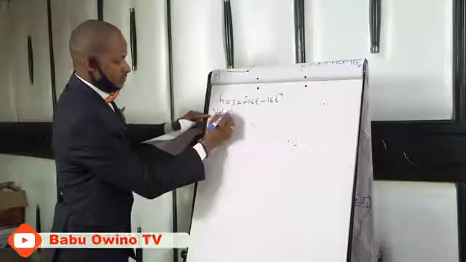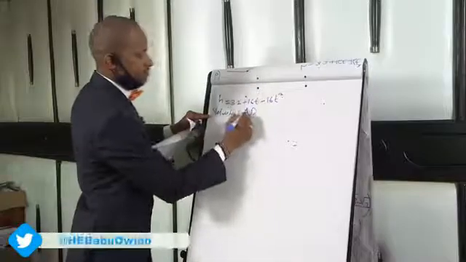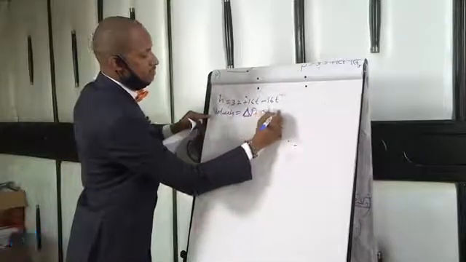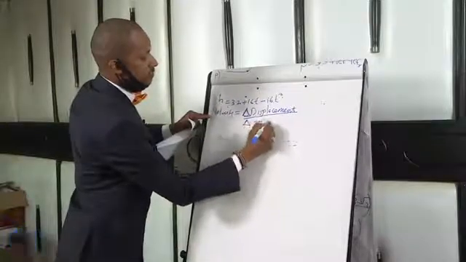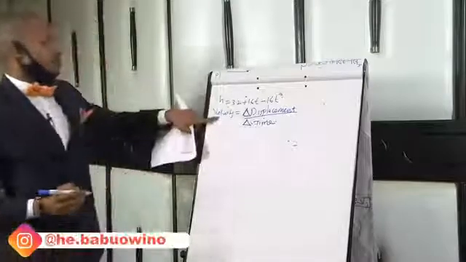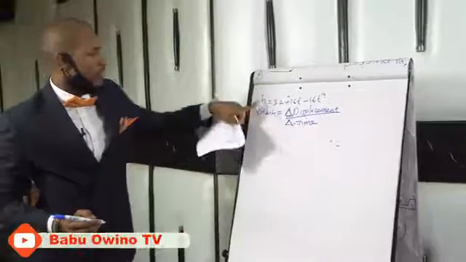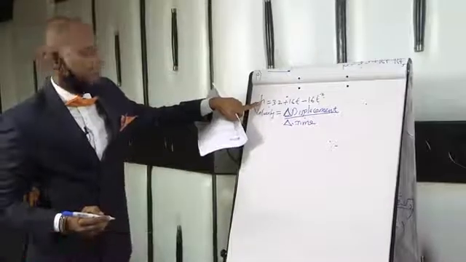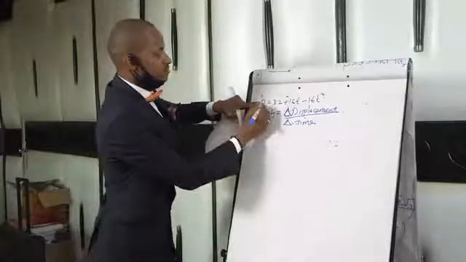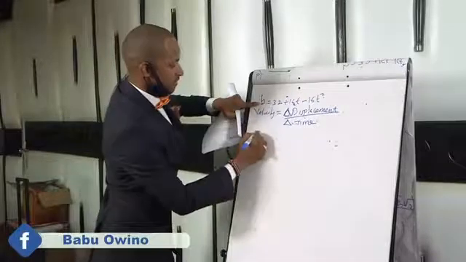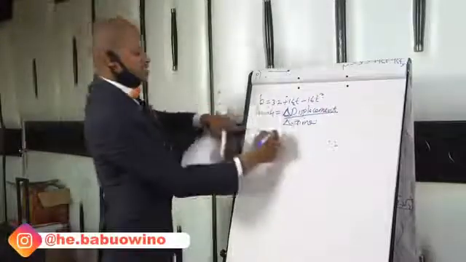Velocity is given by change in displacement. This sign means change. Change in displacement divided by change in time. So when we want to get the velocity, it is change in displacement over change in time. We have displacement, or the height, as h. So when our height is h, we just differentiate h with respect to t. That is dh/dt, which is equal to the velocity.